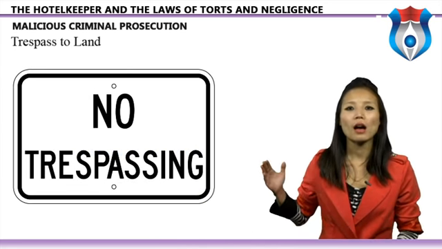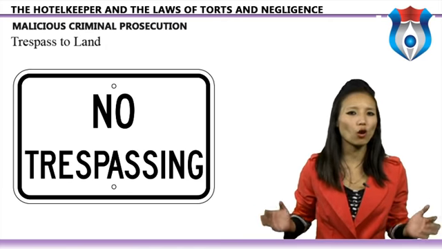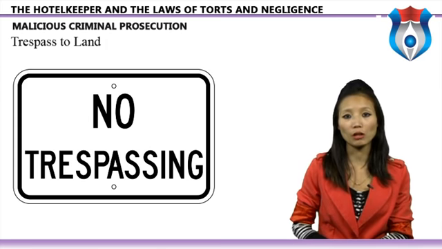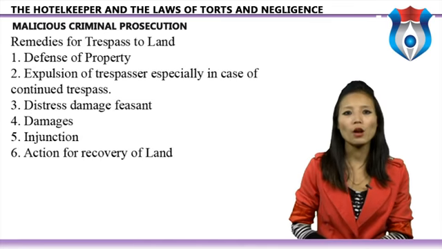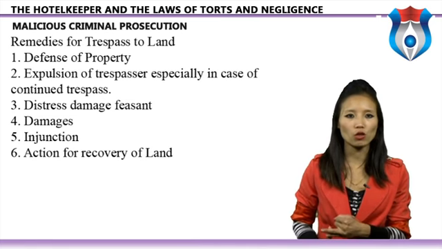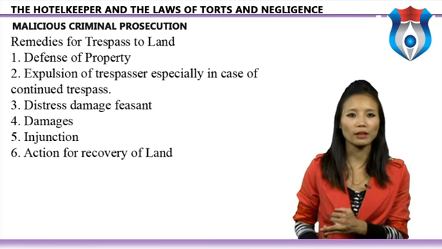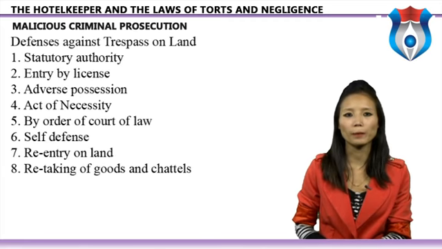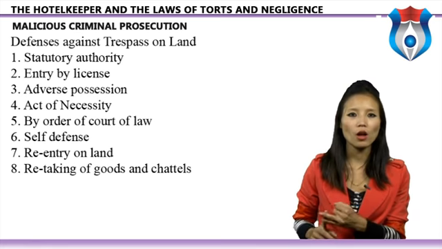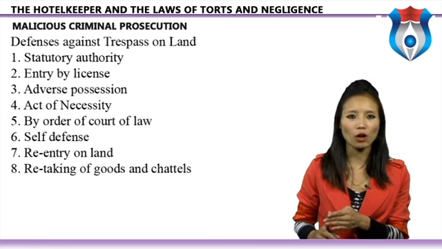Trespass to land. Trespass as a wrong has a very wide application. It could mean unlawful presence in another's enclosure or land or premises, offense to the body of a person, or even mean wrongful taking of goods or chattels. Remedies for trespass to land: defense of property, expulsion of trespasser, especially in case of continued trespass, distress damage feasant, damages, injunction, action for recovery of land. Defenses against trespass on land: statutory authority, entry by license, adverse possession, act of necessity, by order of court of law, self-defense, re-entry on land, retaking of goods and chattels.